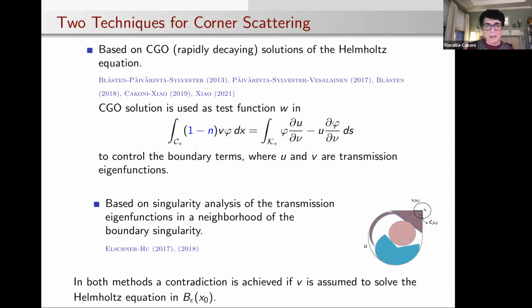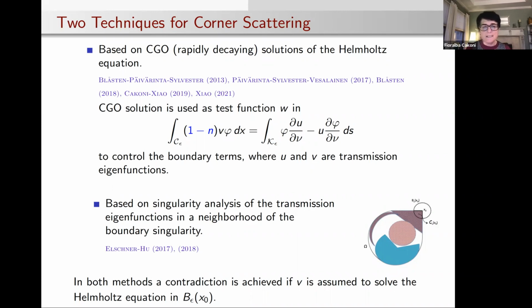So basically the two techniques that people use to understand this extendibility of V as a solution to the Helmholtz equation are: one, you arrive at an integral equality near the corner, in a neighborhood of the corner, and in order to deal with that part where you don't have any conditions, one uses some CGO solutions, rapidly decaying solutions of exponential type that are used actually for uniqueness in inverse problems, in order to cancel the contribution from this part and arrive at a contradiction, because of the corner you don't have the regularity that you want for V if V was extendable outside.